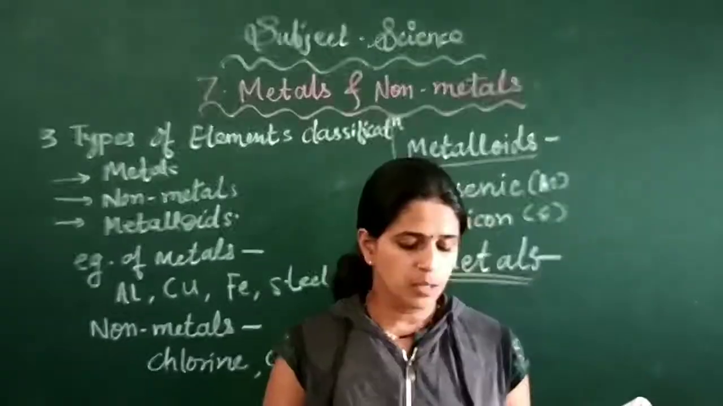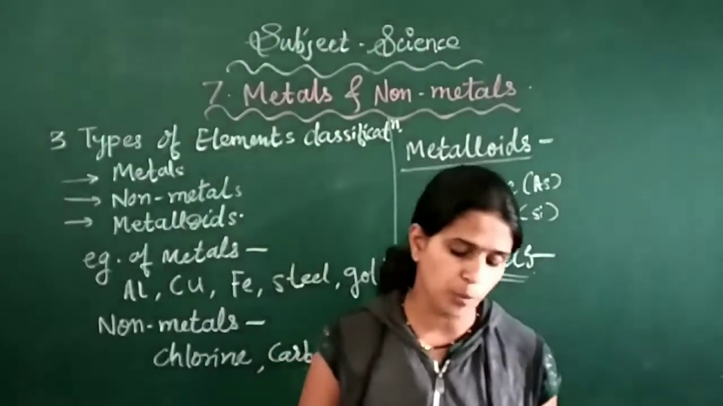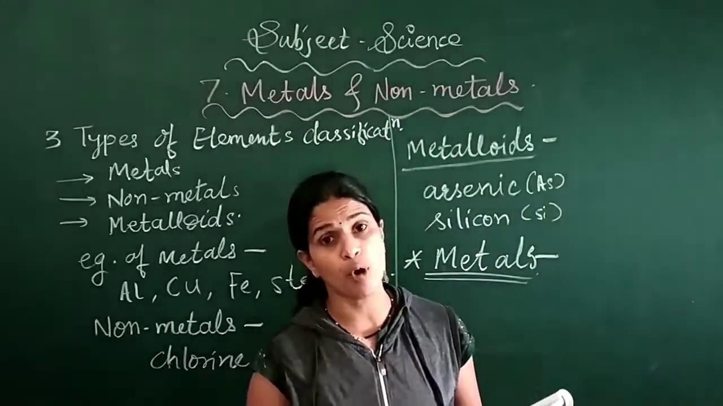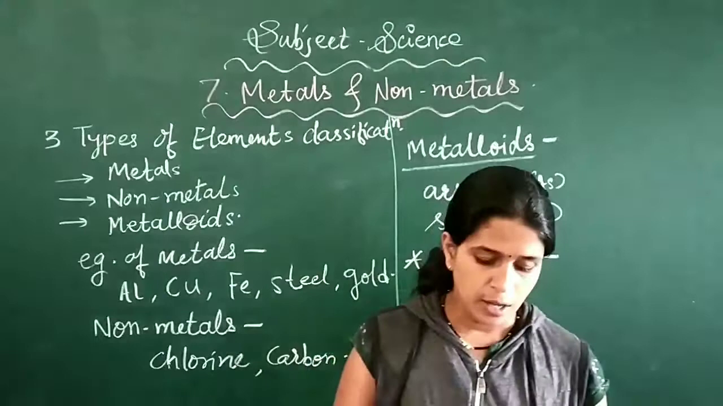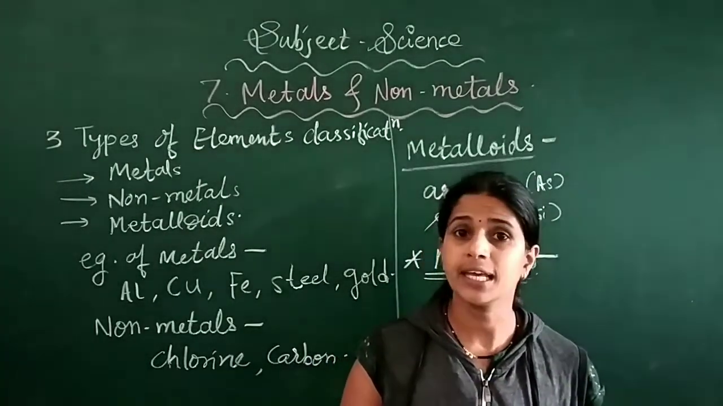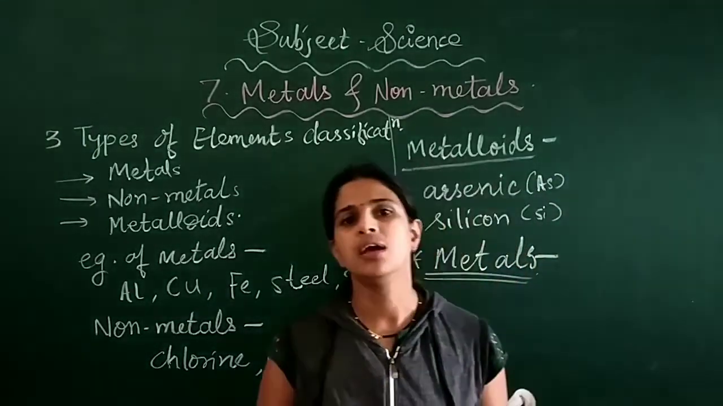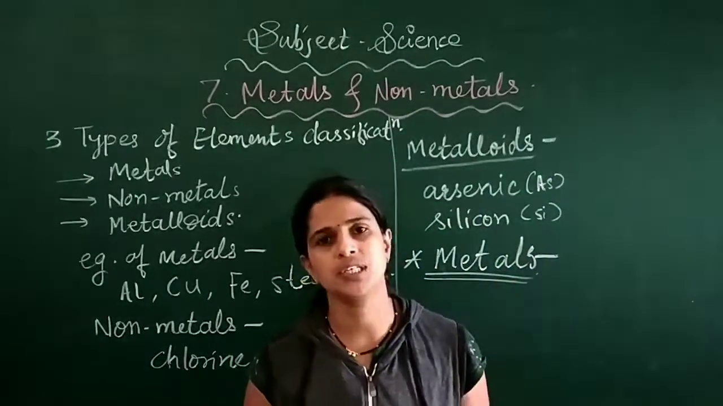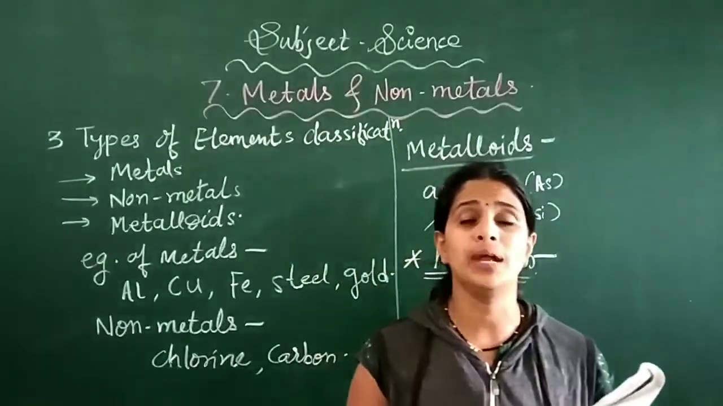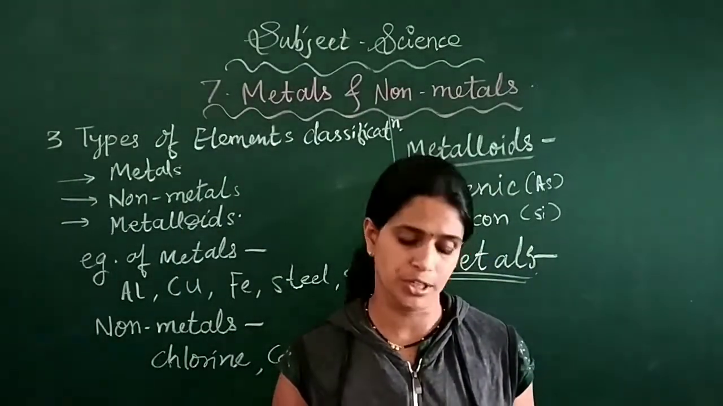Okay, then the last nine point is melting point and boiling point. Generally metals have high melting points and boiling points also. Hg is mercury. Mercury, gallium, sodium and potassium are the four elements which are exceptions. Other than that, all the rest of the metals have high melting and high boiling points.